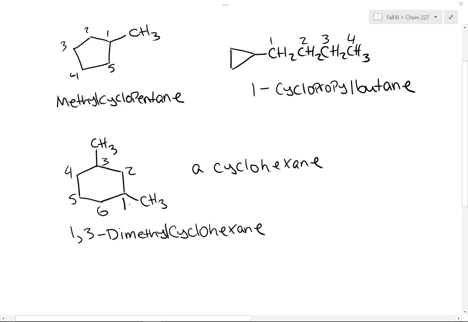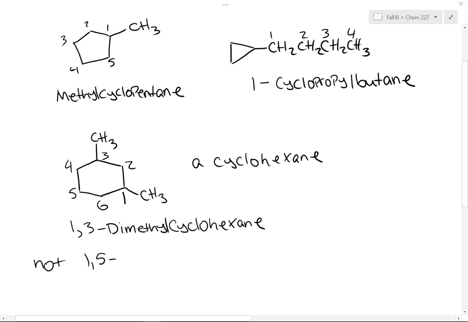So we would number this 1, 2, 3, 4, 5, right? Not 1, 5, because those are higher locants. And as a rule of thumb, if you add up the locants, 1 plus 3, 4 versus 1 plus 5, 6, you're going to get the right answer when you pick the lowest sum.